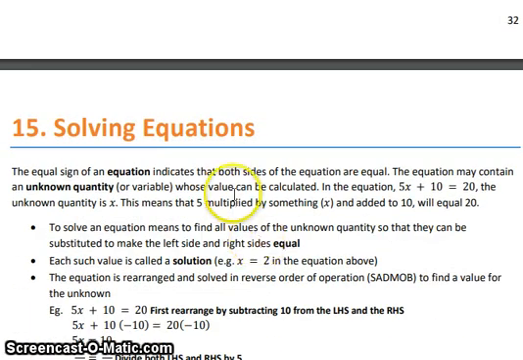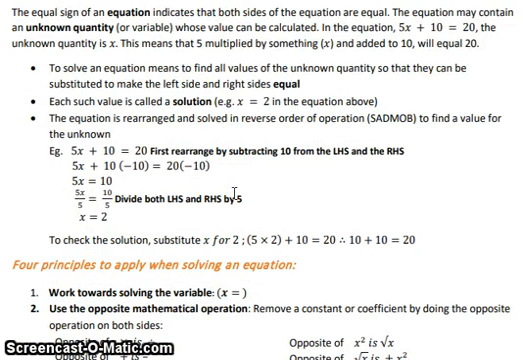So friends, solving equations. The equal sign of an equation indicates that both sides of the equation are equal. The equation may contain an unknown quantity or variable whose value can be calculated. In the equation 5x plus 10 is equal to 20, the unknown quantity is x. This means 5 multiplied by something and added to 10 will be equal to 20. To solve the equation means to find the value of the unknown quantity so that it can be substituted to make the left side and right side equal. Each such value is called a solution of the equation.